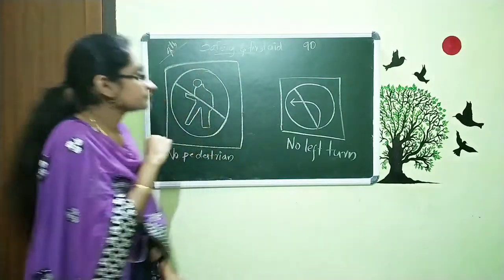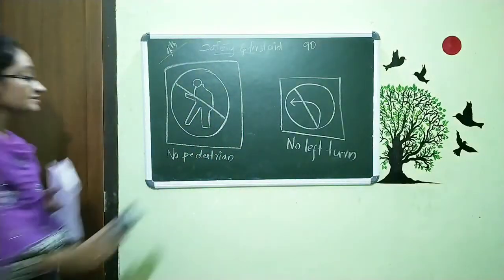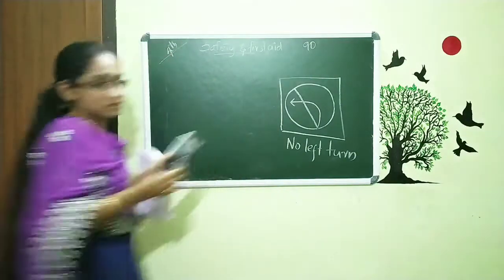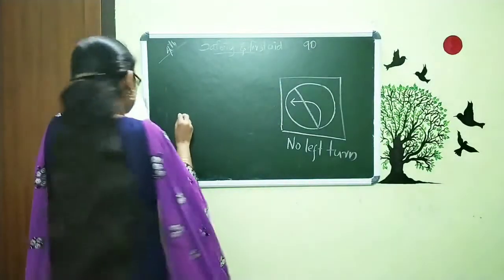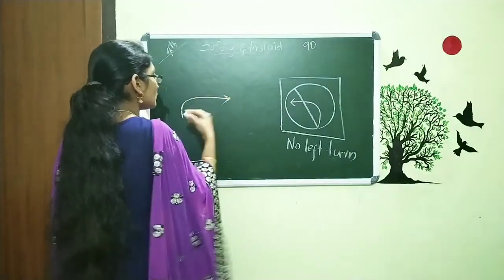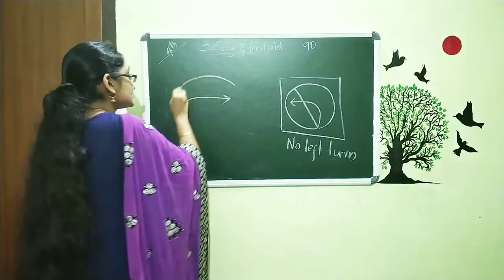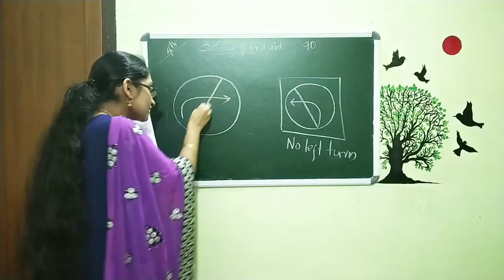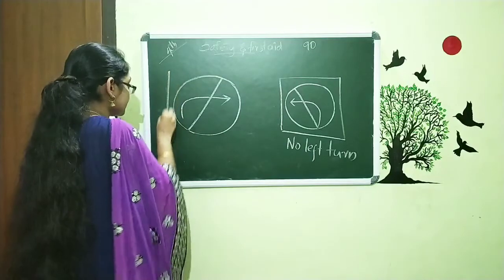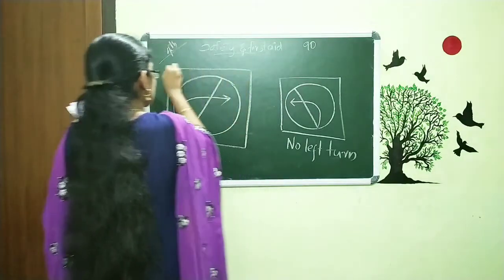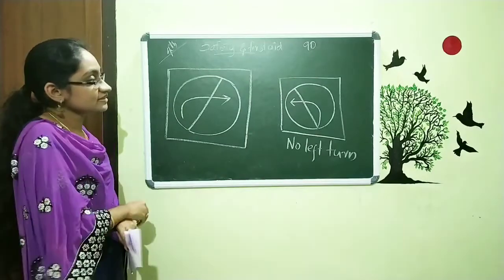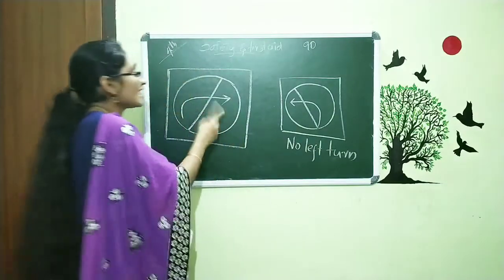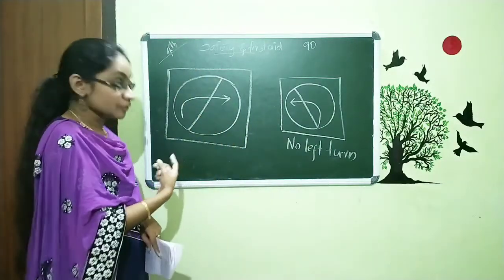No left turn. In a similar way, we have another sign where the only difference is the arrow head is towards the right. That is the next one, and it is like this. We have one arrow and one circle and a crossed line within a square. And what is this? When the arrow is towards left, we say no left turn. And here the arrow is towards right, then it is no right turn.